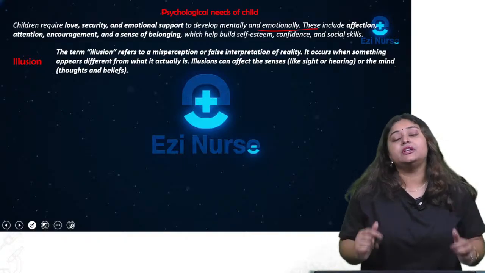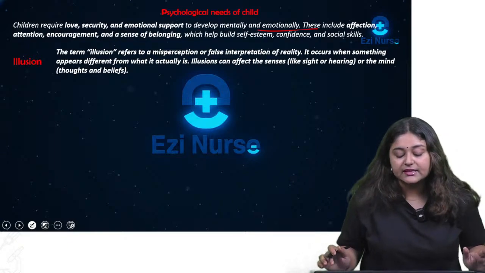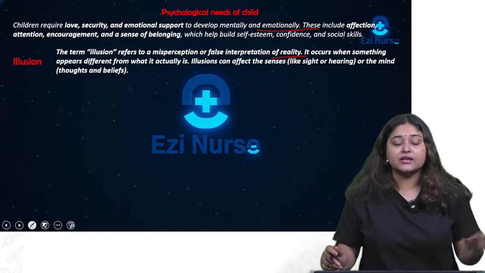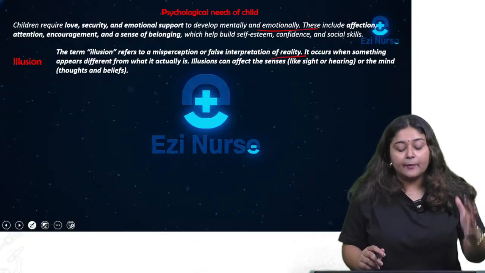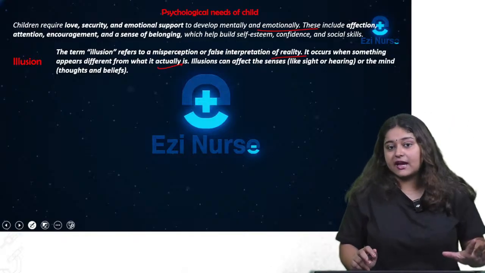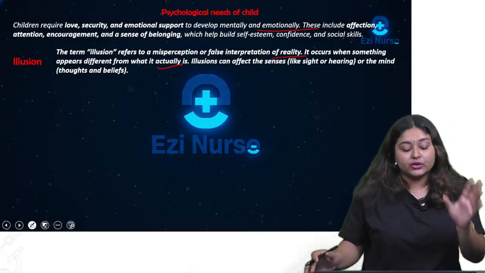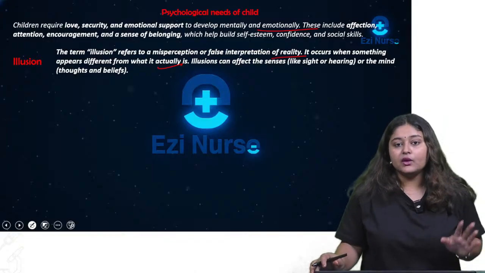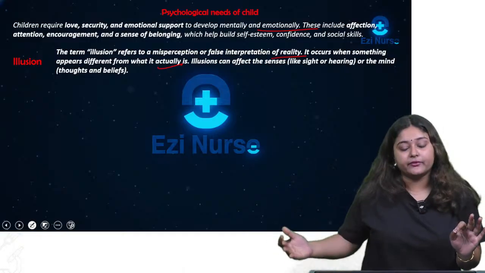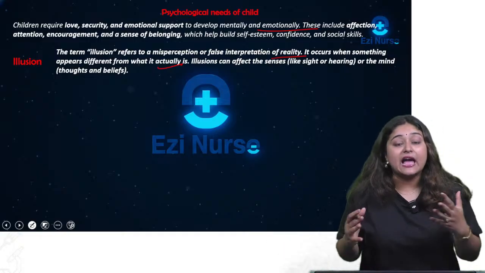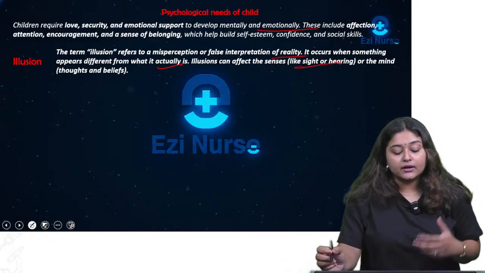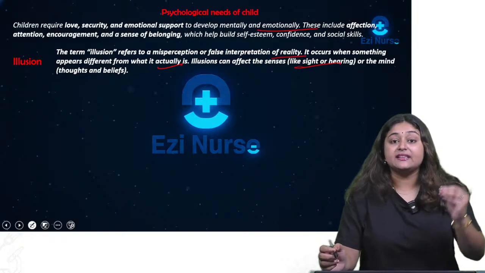Now come to illusion. What do we mean by illusion? It is a misinterpretation, a false interpretation of reality. It occurs when something appears different from what it actually is. Suppose a stick is there but you think it is a tree, that is called an illusion. The object is present but you perceive it in another way. It mainly affects the senses like sight and hearing, or the mind like thoughts and beliefs. So that is illusion.